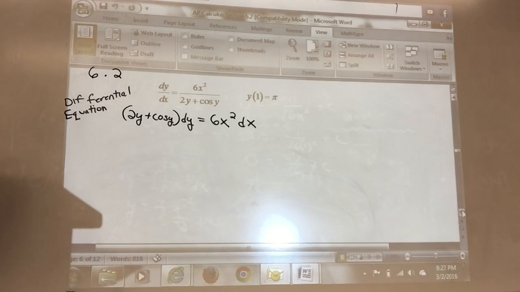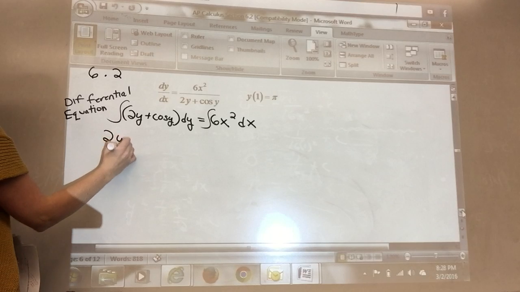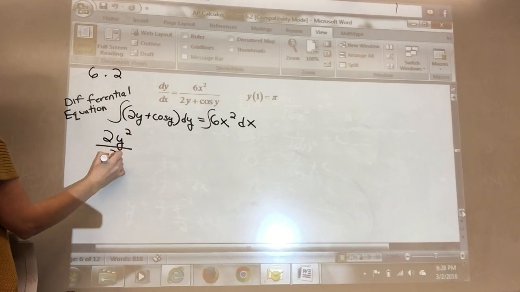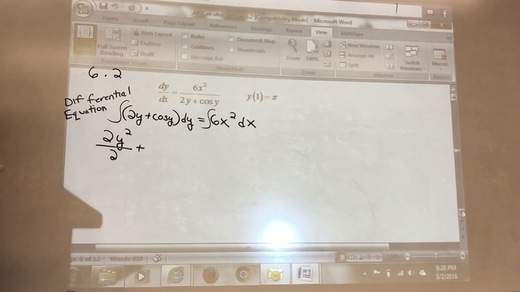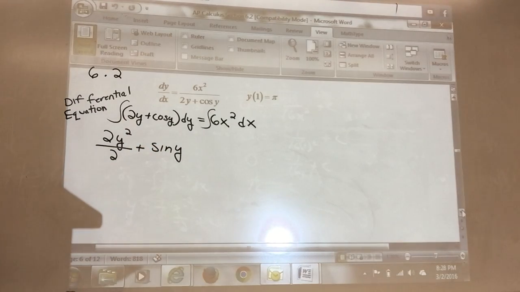Okay, once I have that, now I'm going to say, all right, well, this is the derivative of y, and I don't want the derivative of y. So as before, I'm going to integrate. I'm going to integrate the left side and the right side. So we have 2y squared over 2 plus, what is the integral of cosine? Hopefully you're saying sine.